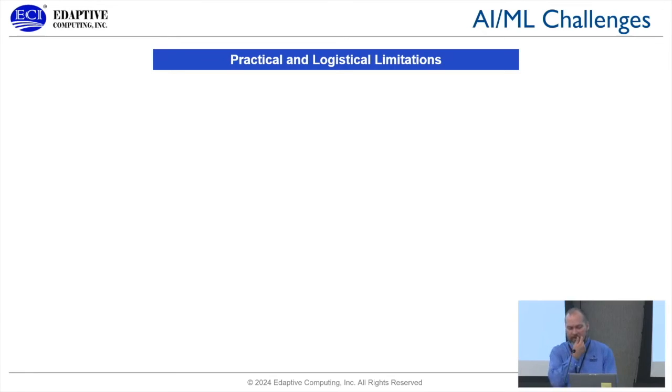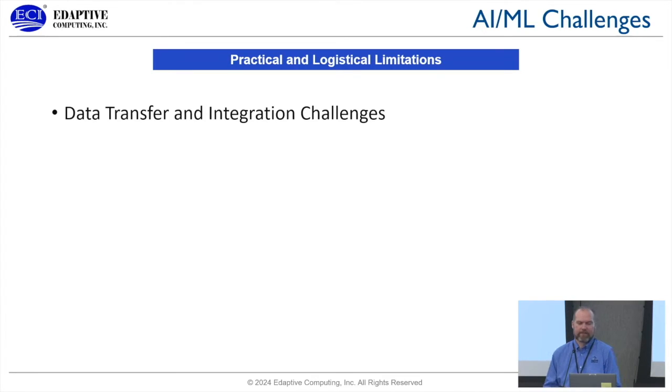The last thing would be practical and logistical limitations. These are the things that can sometimes become roadblocks. One is data transfer and integration challenges. Being able to get the data to the tools and the tools to the data becomes a big issue, which is why we need systems integrators like ECI to make sure those barriers are reduced, but also integrating with other tools. We'll get into that here in a second.